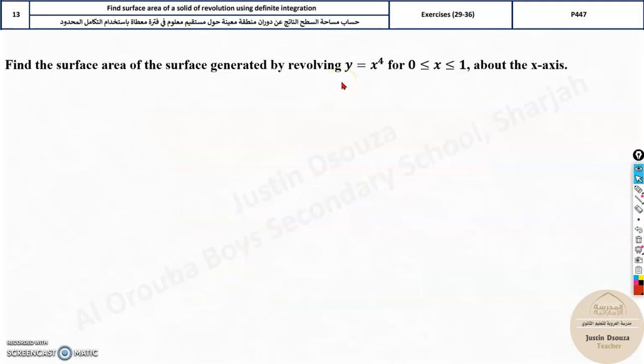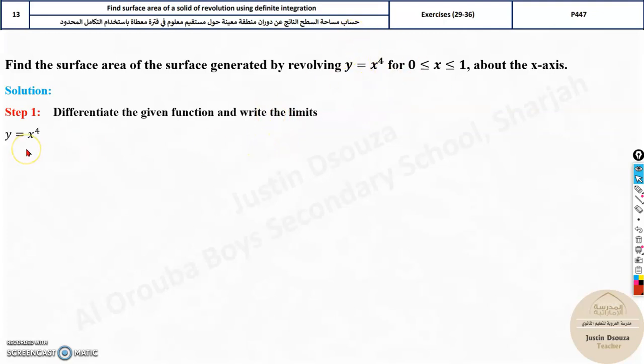So this is a problem. Find the surface area generated by revolving this particular equation, y equals x to the power 4, for x greater than or equal to 0 and less than or equal to 1, about the x-axis. All you need to do is first differentiate this, because in the formula we need the differentiation, isn't it? So differentiate y equals x to the power 4. This 4 comes down, you'll get 4x to the power 3. That is the differentiation, f dash of x or y dash.